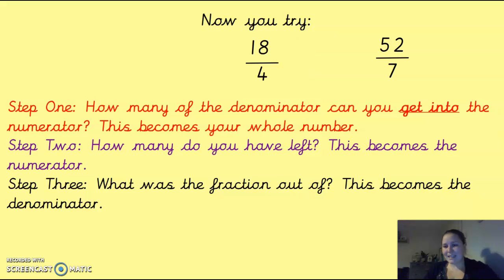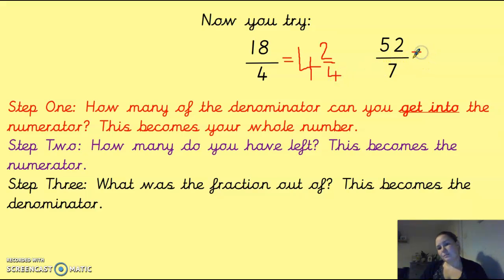All right then, how many 4s are there in 18? So there are 4 4s in 18, and 4 4s is 16, which means I've got 2 left over. So 4 2/4. You could simplify that to 4 1/2, and if you have, well done.